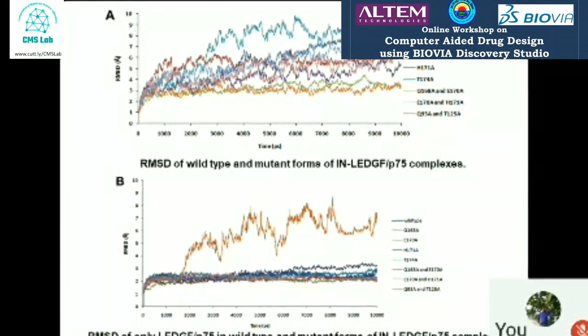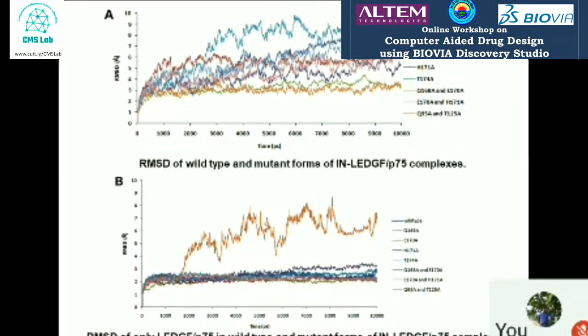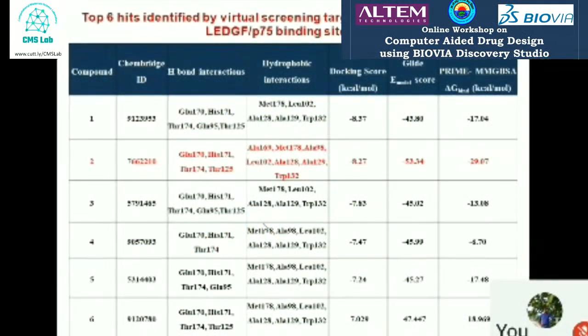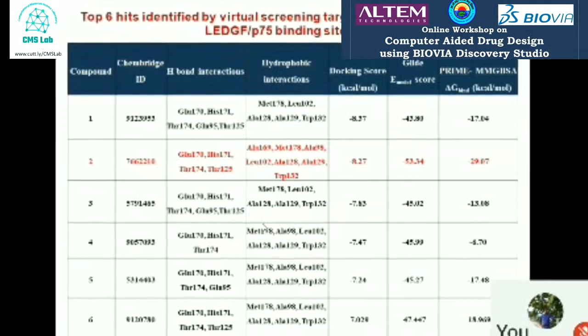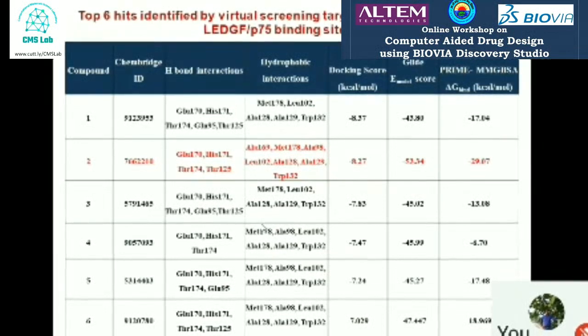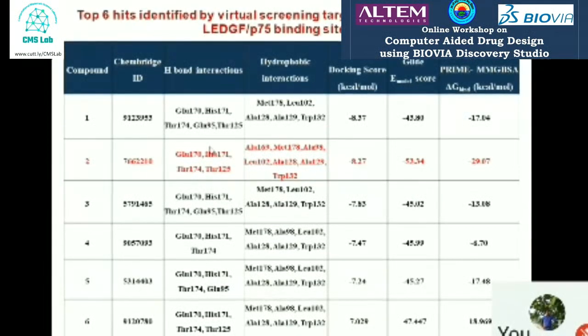You can see it is very unstable in this system. Then we use that information with different databases, such as the Cambridge database and other databases, and we try to screen some thousands of molecules using those hotspots which we identified from the mutagenesis. So we used virtual screening studies, and we identified new novel molecules.